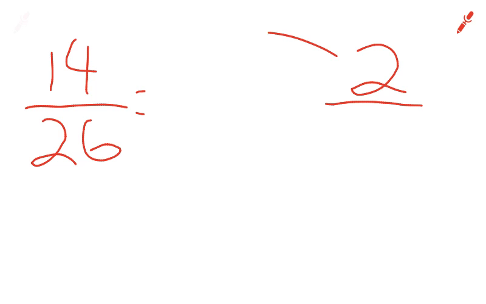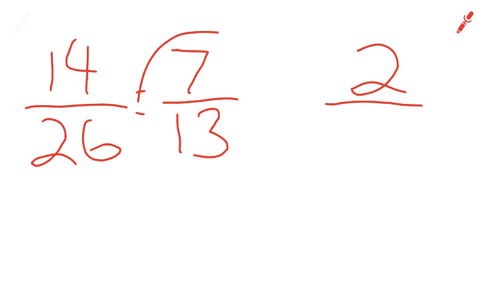We're going to take that 2 and divide it into both of these. 2 goes into 14 7 times. 2 goes into 26 13 times. And our reduced fraction is 7 over 13.